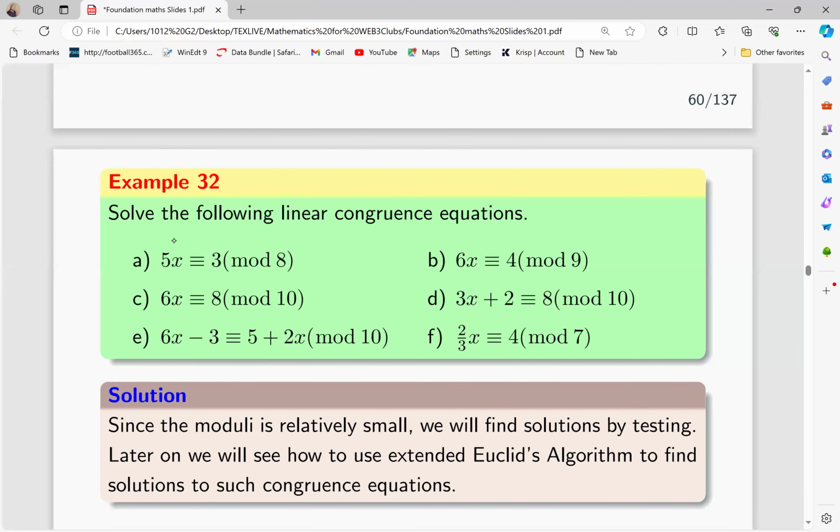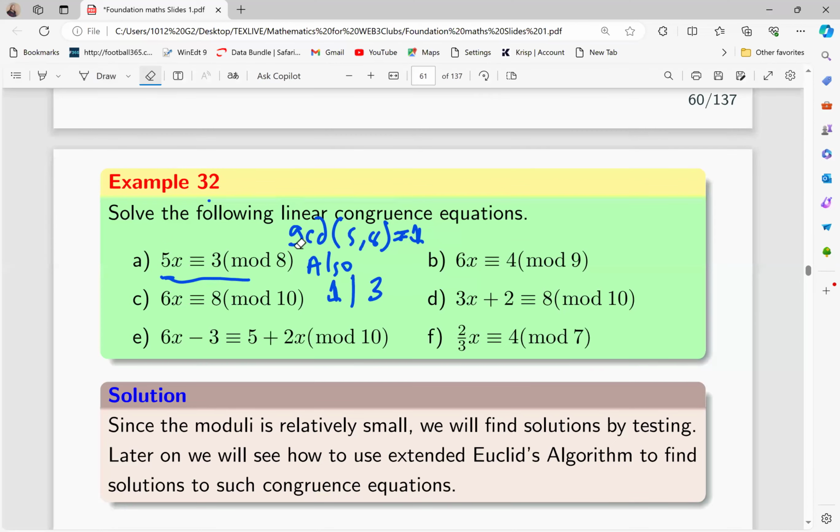So I want us to solve this congruence equation. The first thing I said is we find out the GCD of 5 and 8, and of course this is 1. This GCD is 1, and also we can see that 1 divides 3. Therefore, this equation has one solution. This first equation we tested yesterday, so let's test the second equation.